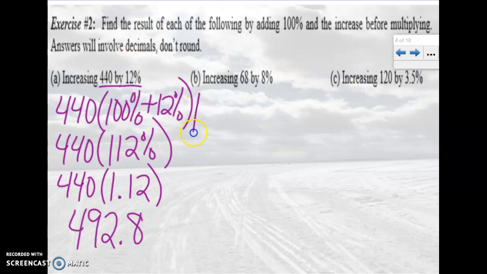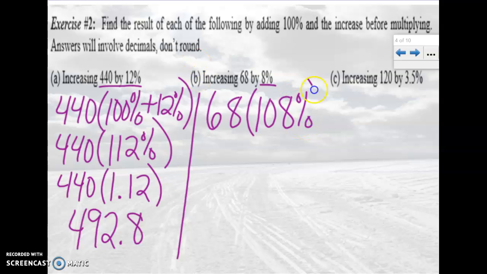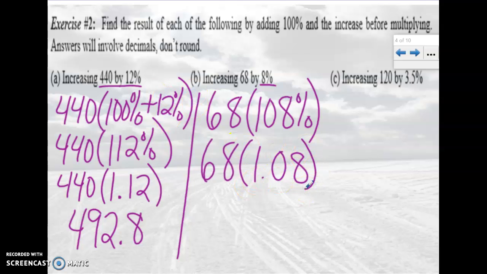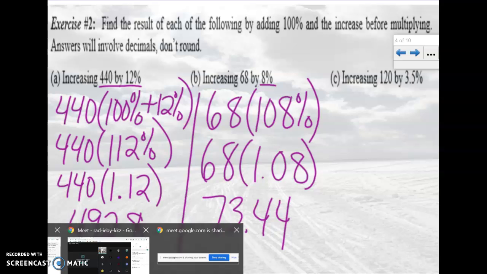Next one, we've got a 68 increase by 8%. I'm going to go right to the increase percentage. I'm going to take the 8% and add it to 100. Again, we do this because it's a lot easier to add 100 to something than it is to find 8% and then add it on later. So I'm already at 108%. I am going to show the step where I move the decimal always 2 times. I plug it in the calculator. I get 7344. Okay? For this last one, I'm going to do a quick poll question.